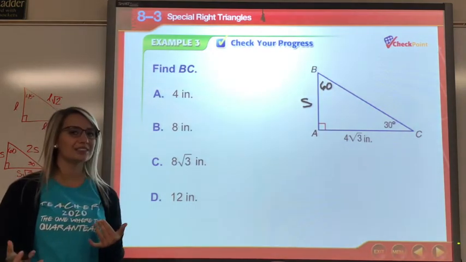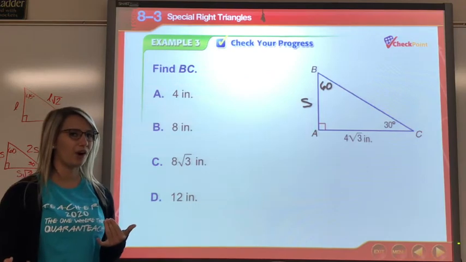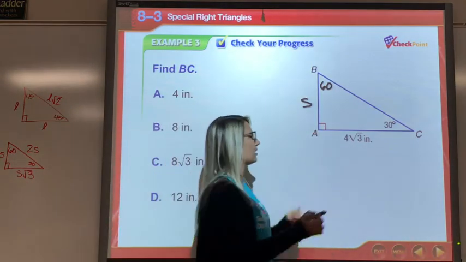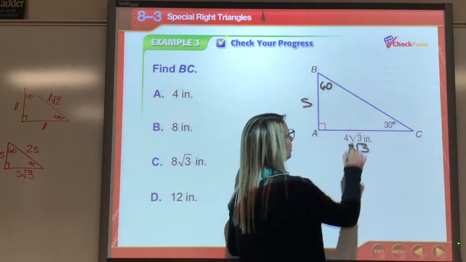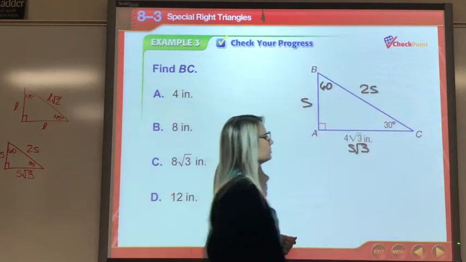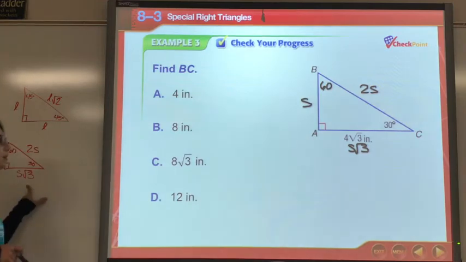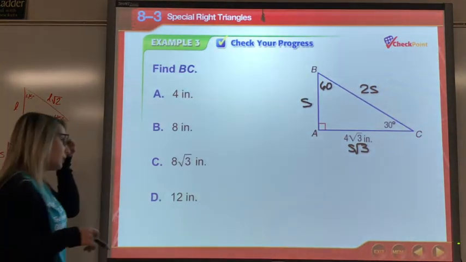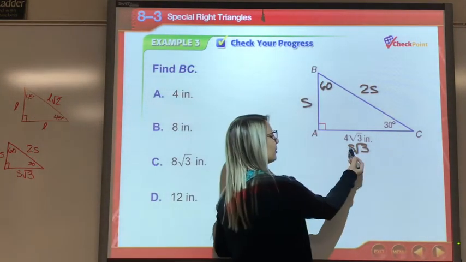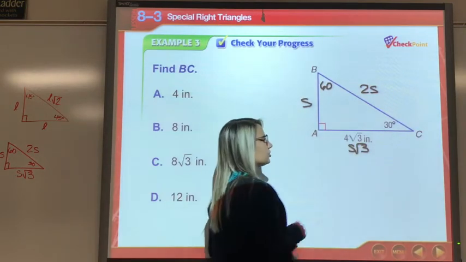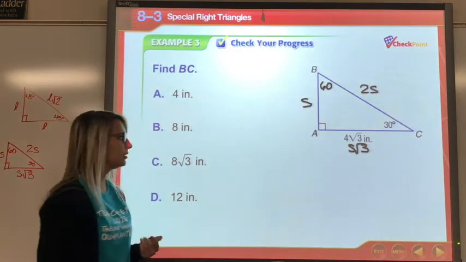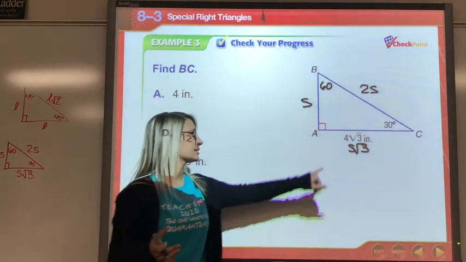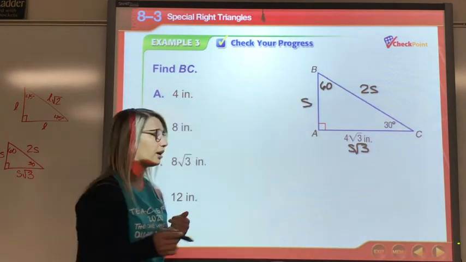Now this kind of looks like case 3, where it's kind of harder, because this is our S root 3, and this is our 2s, like we have over here in our picture. Okay, so in order to go from s root 3 to 2s, we're going to have to find what s is first. Now this one's actually really nice because it gives us 4 root 3 for our long length.